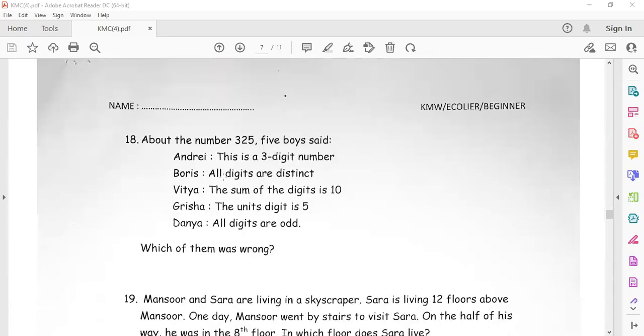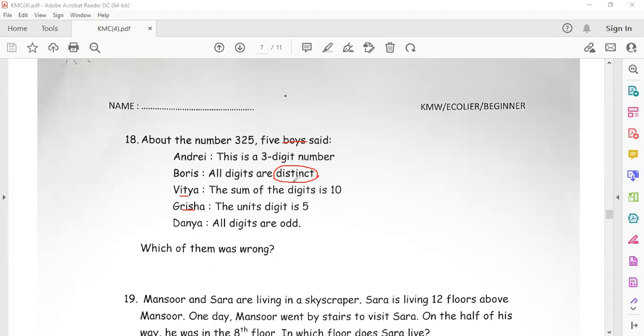Number 18. About the number 325. 5 children said. Andre said, this is a 3-digit number. Boris said, all digits are distinct. Obviously, you do not know what this is. Don't worry. Vidya said, the sum of the digits is 10. Grisha said the units digit is 5. And Danya said all the digits are odd.